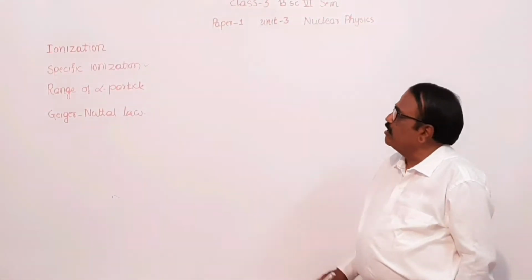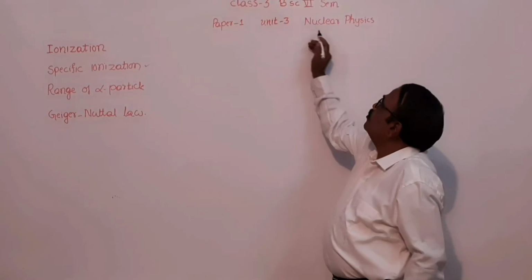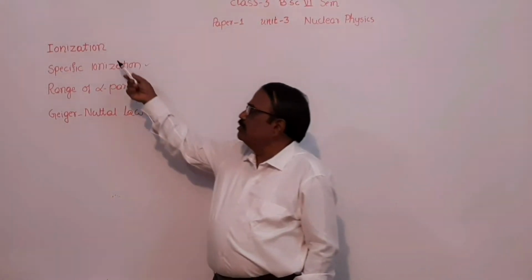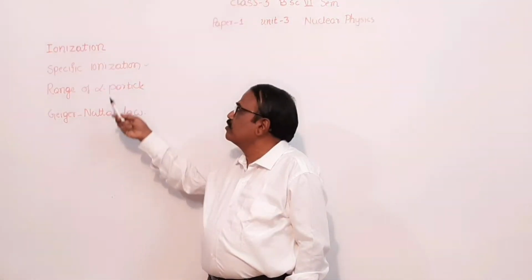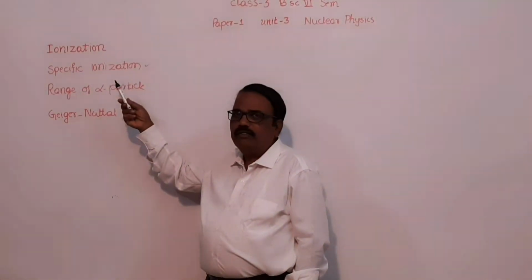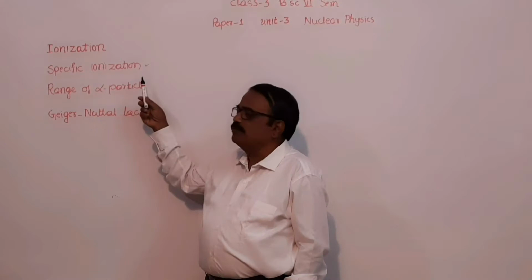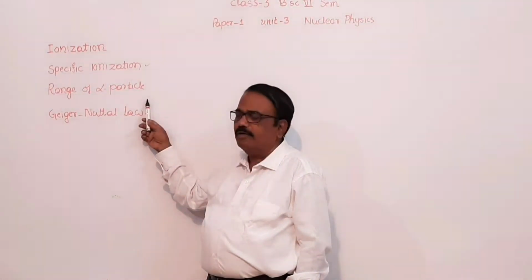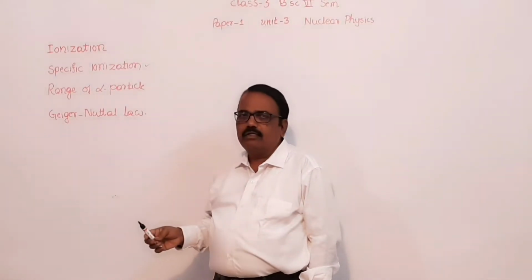See, in the third class of this nuclear physics, we have to study these four factors. What is ionization, specific ionization, range of alpha particle, and finally Geiger-Nuttall law.